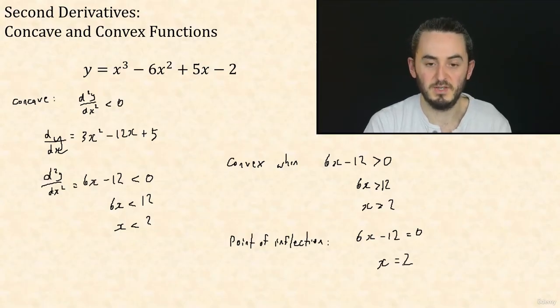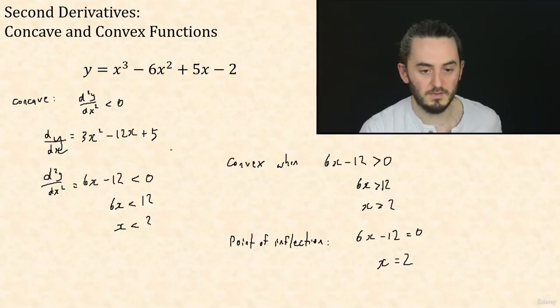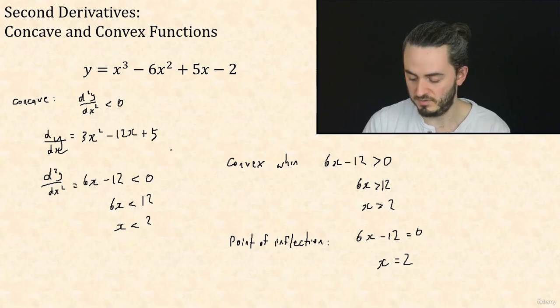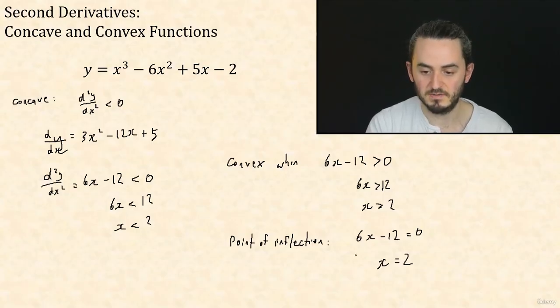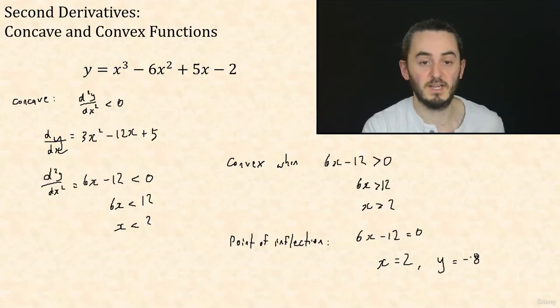And in fact, we could even sub 2 into the equation to find the full coordinate. So I just get 2 cubed minus 6 times 2 squared plus 5 times 2 minus 2, and I get y is minus 8. So the full coordinates is (2, -8) for the point of inflection.